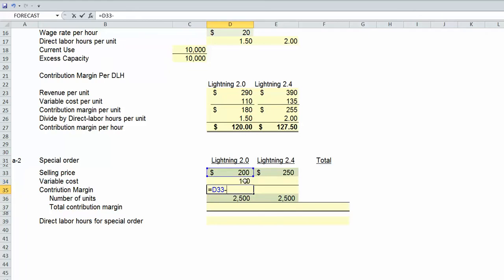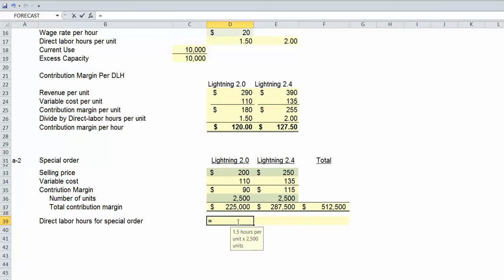Again, our variable cost per unit for the Lightning 2.0 is $110, so our contribution margin on the Lightning 2.0 from this special order would be $200 minus 110, $90 a unit. We're going to be selling 2,500 units, so our total contribution margin for the Lightning 2.0 would be $225,000. For the Lightning 2.4, we have our variable cost of $135, giving us a contribution margin per unit of $115, or a total of 2,500 units times $115 per unit, $287,500. On a combined basis, the special order will bring in an additional $512,500. That is, if we have capacity to meet the order.